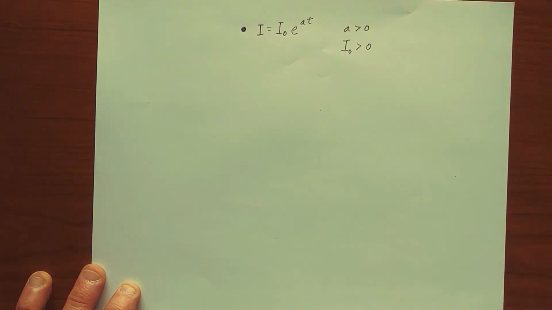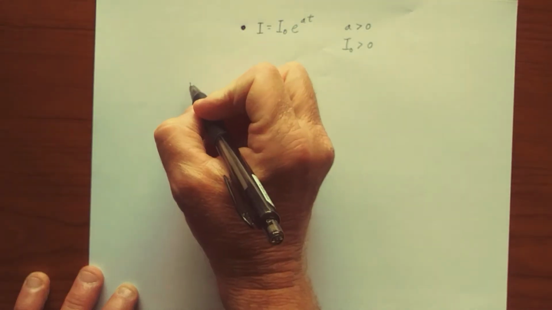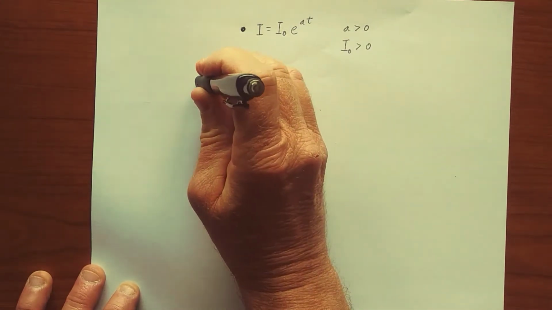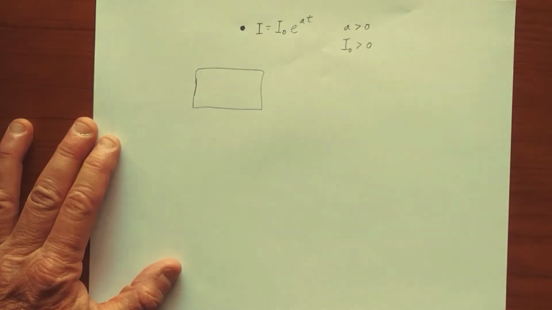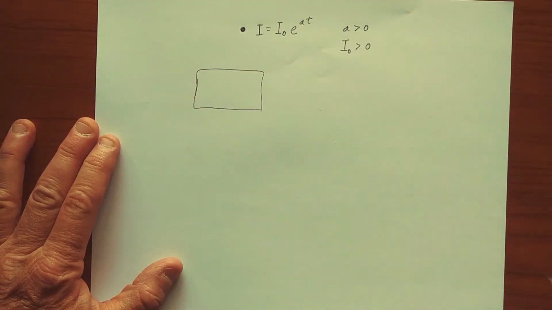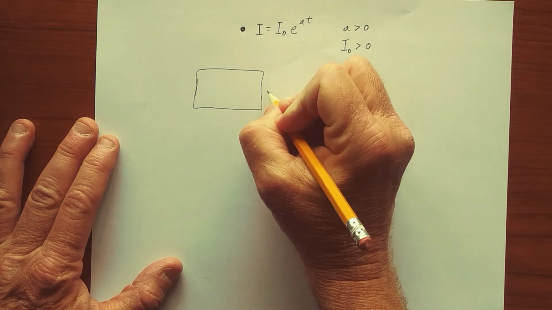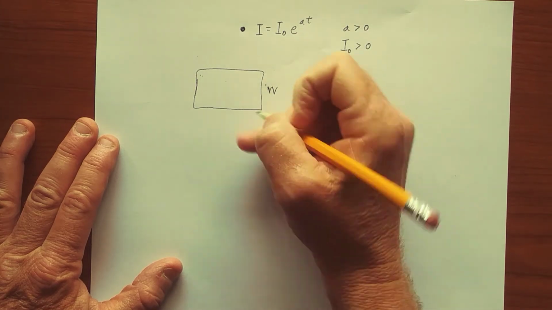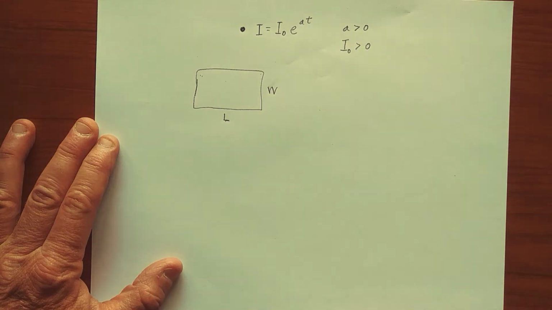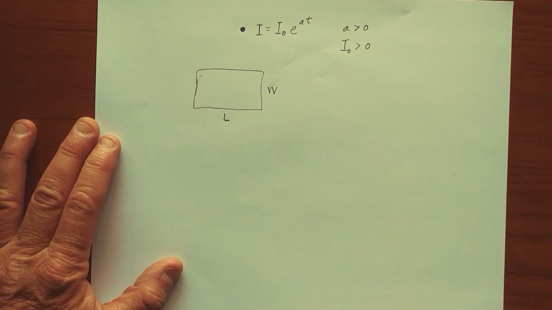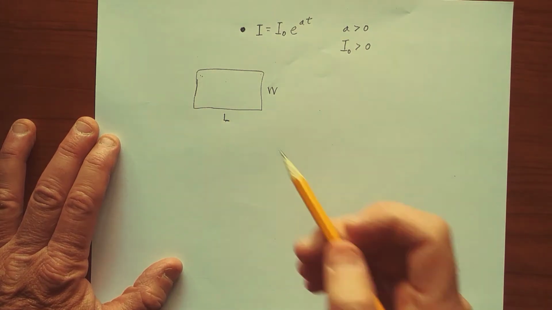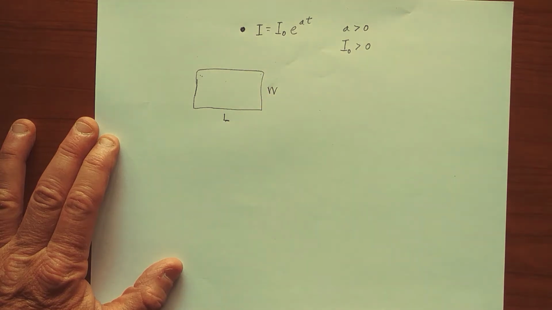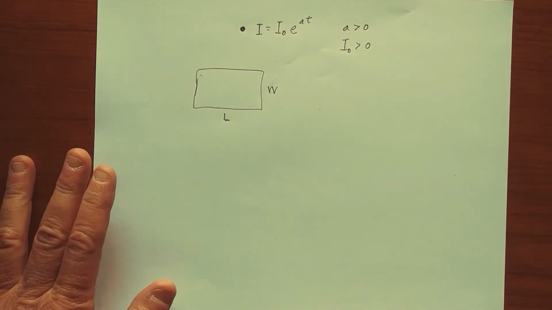So now we imagine having a rectangular loop of dimensions W and L, and we place it right where it is there. So it's actually lying in the plane of our sheet of paper.